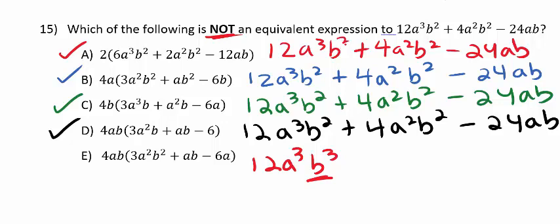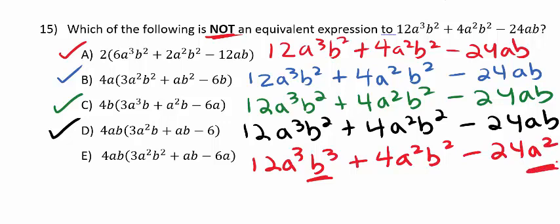Just go ahead and finish multiplying this out. We have 4, a times a is a squared, b times b is b squared, minus 4 times 6 is 24, and then we have an a squared b. So here also we have a different term over here. So E is definitely not equivalent.